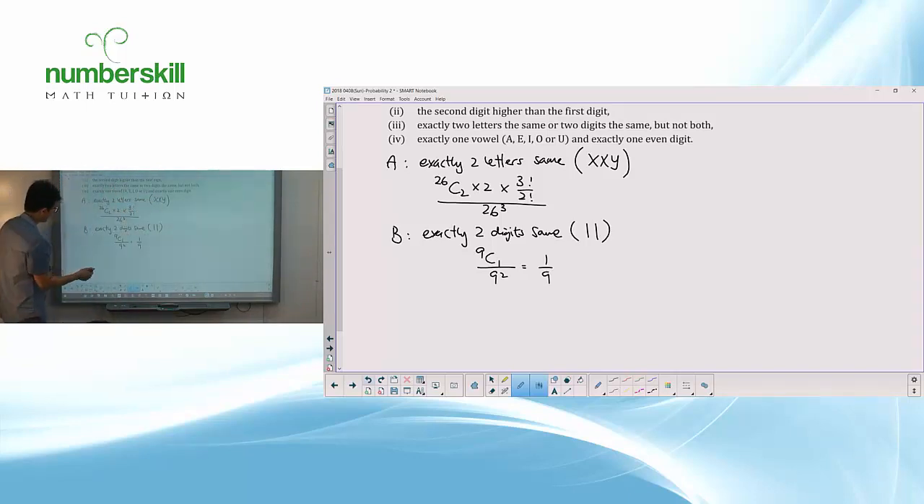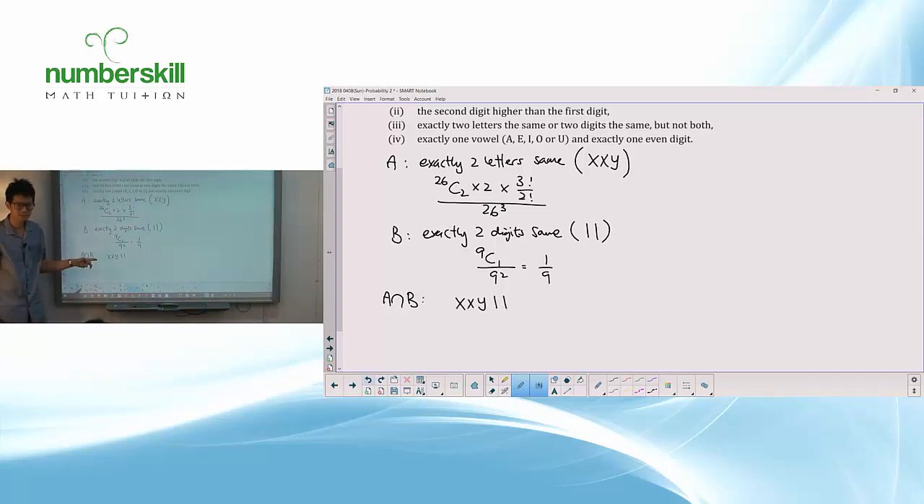Now, I need to figure out what's both. Both will be A intersect B. What is A intersect B? Well, of course, by the definition of my A and B, A intersect B must be exactly 2 letters the same and exactly 2 digits the same. So what is the visualization again? Well, it looks a bit like this.